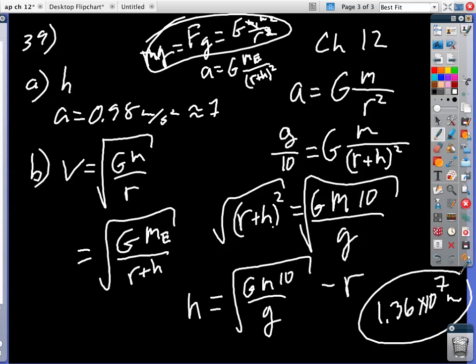Okay, well anyways, once you've got that, you can plug it back in here and get the velocity, which would be astronomical, I think. What'd you get? 5,385. 5,385 meters per second? Yeah, that's what I got. Oh, that's not that bad, actually.